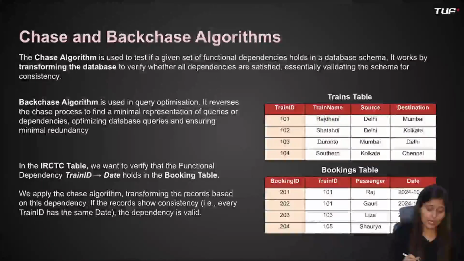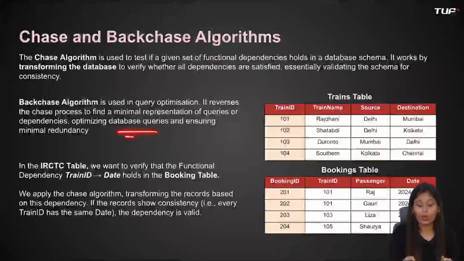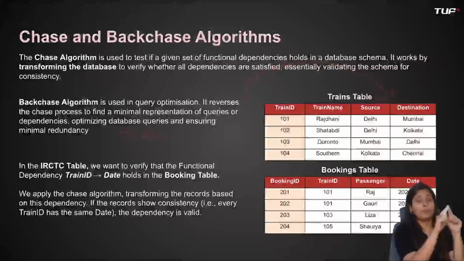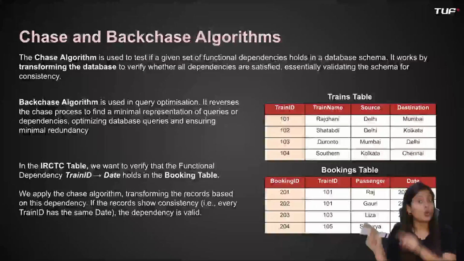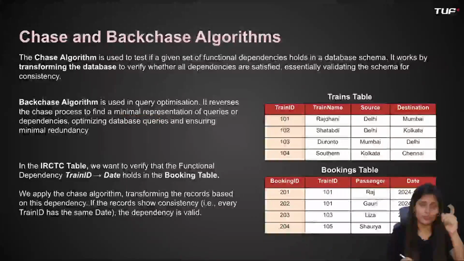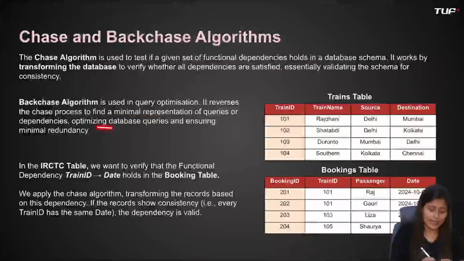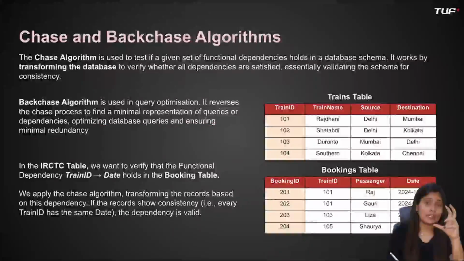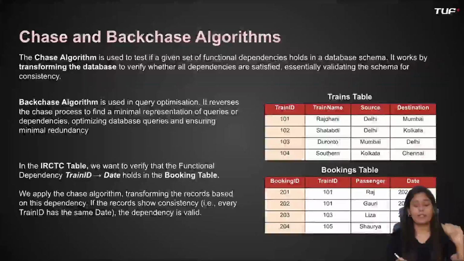But the backchase algorithm is totally opposite to the chase algorithm, and it focuses on query optimization. It reverses a chase process to find a minimal representation. Instead of validating whether the functional dependencies hold true in the table, we focus on minimizing the representation of the functional dependencies and optimizing the database query to check for minimal redundancy, so that duplicates are fewer. Along with that, we minimize the number of functional dependencies, right?